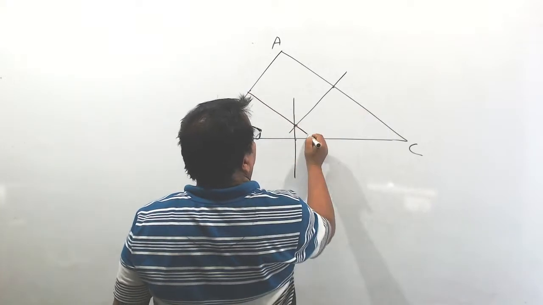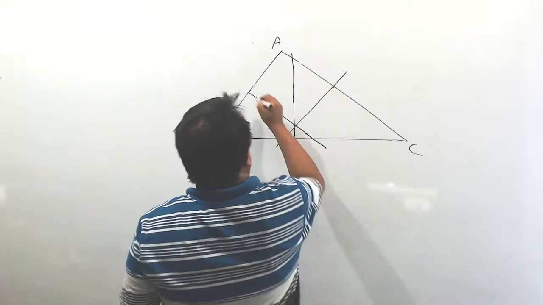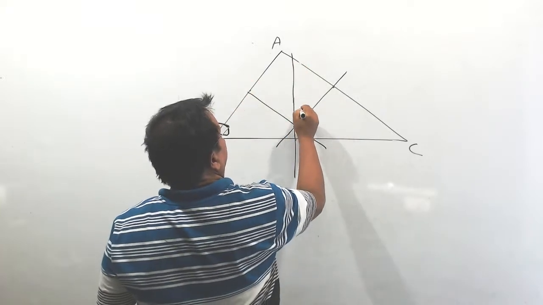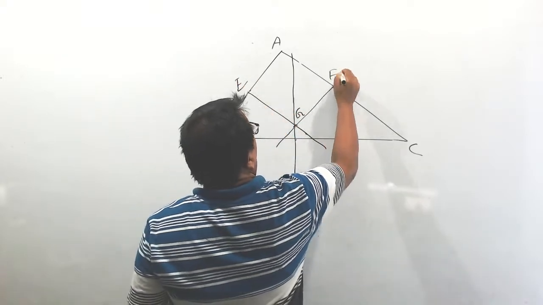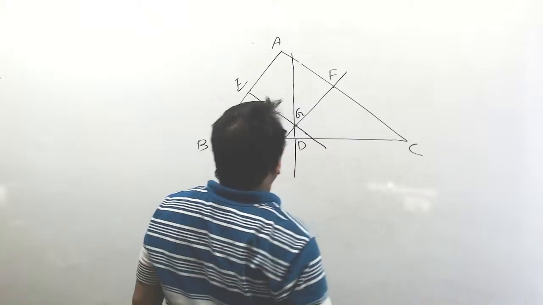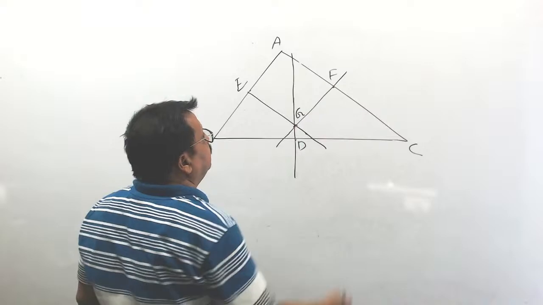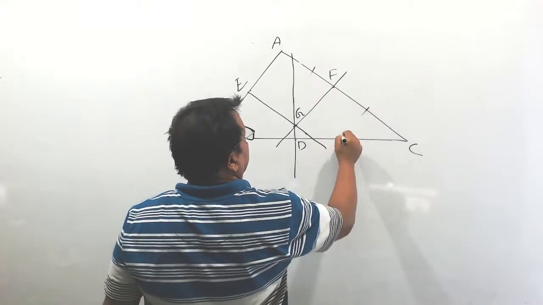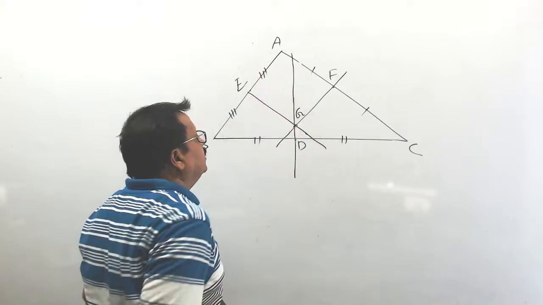Okay. Say the points are G, E, F, D. The perpendicular bisectors of three sides. Bisector means this side is equal to this side, this side is equal to this side, and this side is equal to this side. Understood?